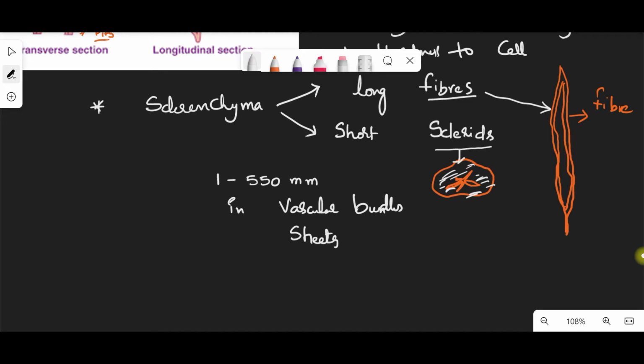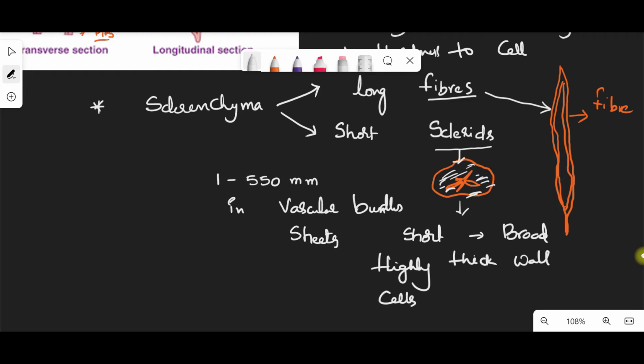Now coming to the sclerites, as I said, they are short and broad, highly thickened cells of sclerenchyma, which we call sclerites. The common name for the sclerite is stone cell, or otherwise we also call them grit cells, G-R-I-T cells.